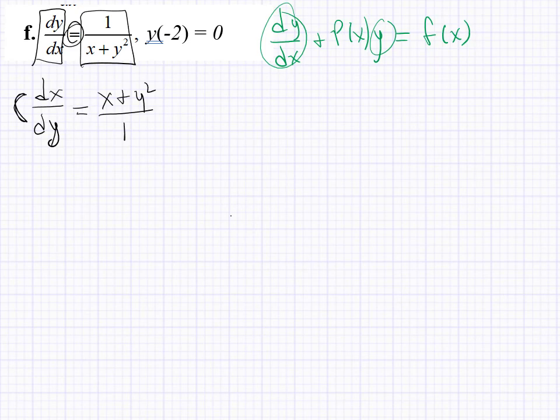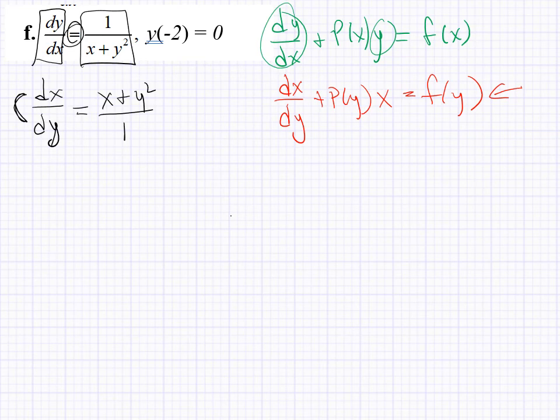So the differential equation I'm looking to turn this into would be something in the form of dx over dy plus p of y times x equals f of y. And if I can turn it into something that looks like this, then I can think of this as linear in terms of x as the dependent instead of y as the dependent. Is this ideal? No. But will it help us try and find a solution? Yeah, because we don't have any other options.